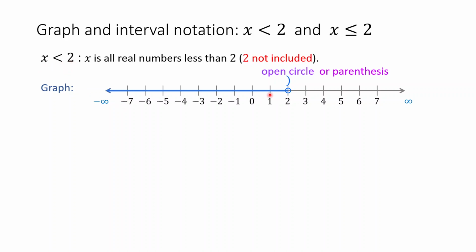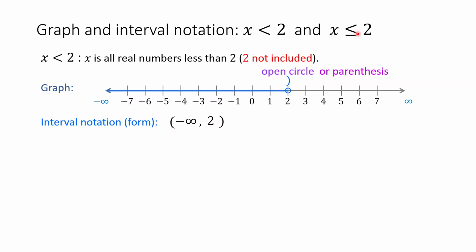Now we will write this in interval notation. In this graph, this is the leftmost number and this is the rightmost number. So first write this, then put a comma, then this number. For negative infinity, you need to put parenthesis. Now to here open circle, so you need to put parenthesis here. This is the interval notation of this inequality.